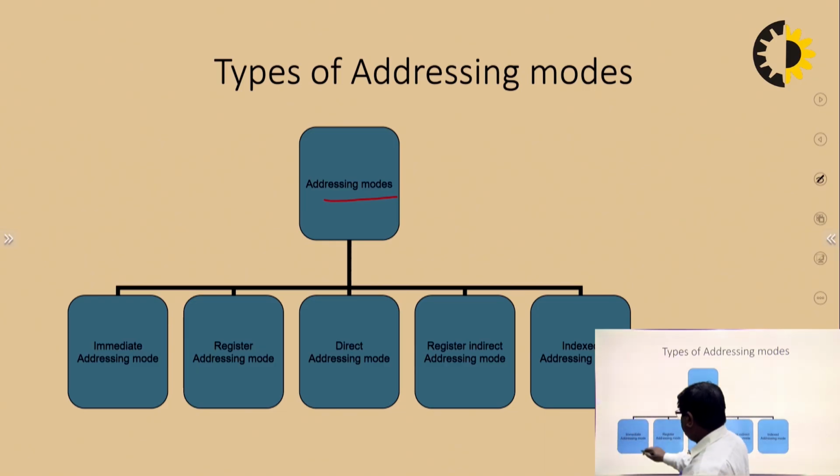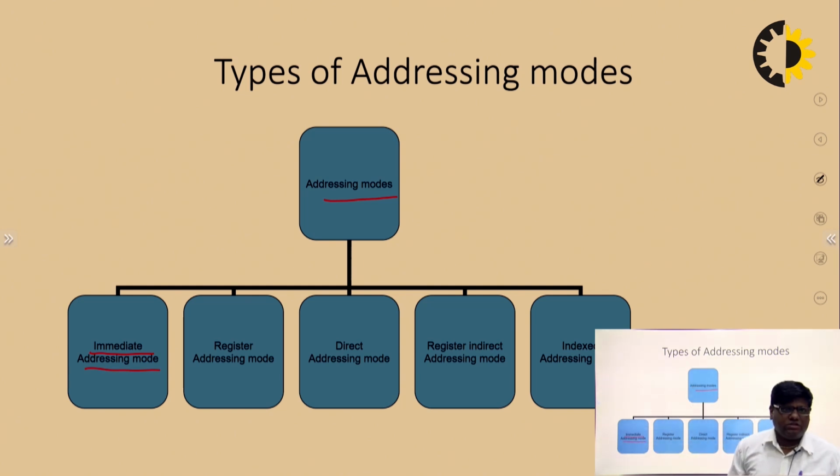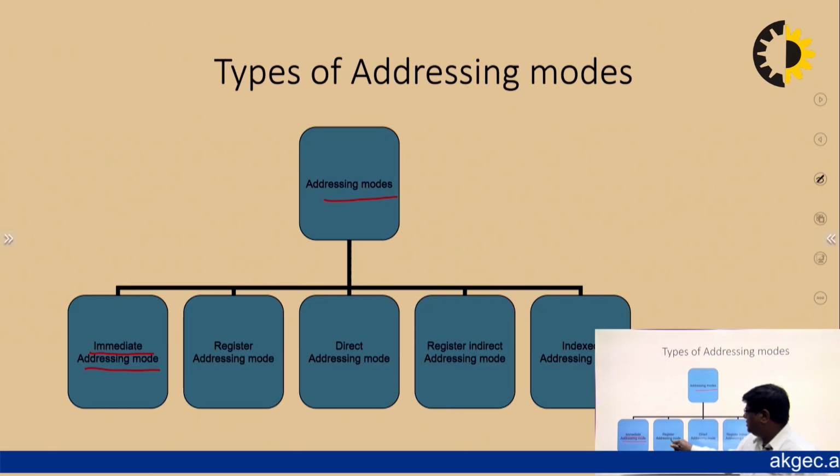Now the first one, which is very simple, is the immediate addressing mode. Immediate means the operand is associated immediately with the instruction; such an addressing mode is known as the immediate addressing mode. Examples for better understanding, we will see on the next slide. The next one is the register addressing mode. Here the operand is associated with a register, and that is known as the register addressing mode.